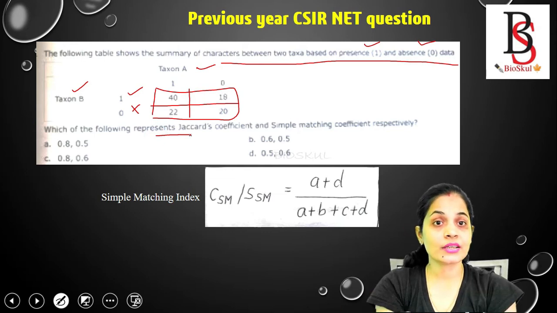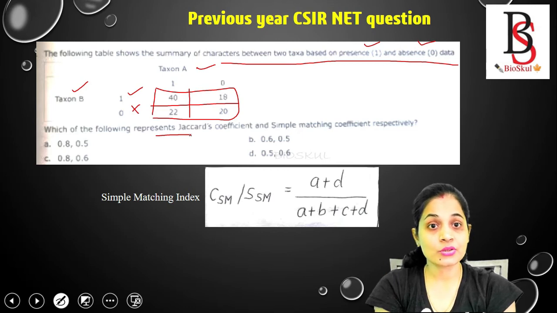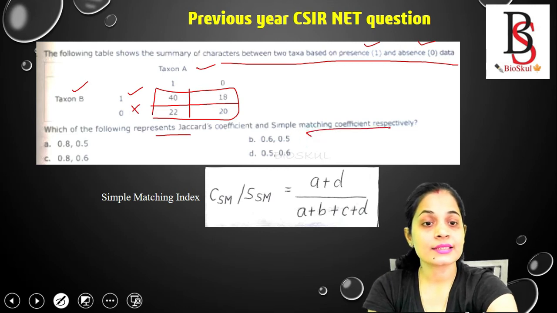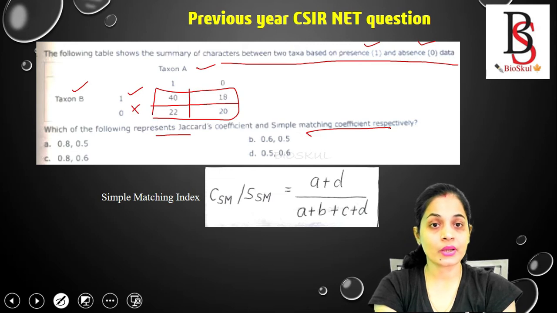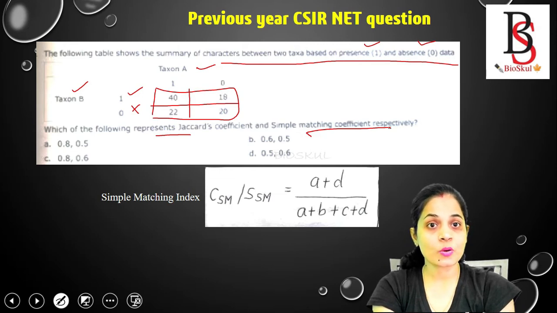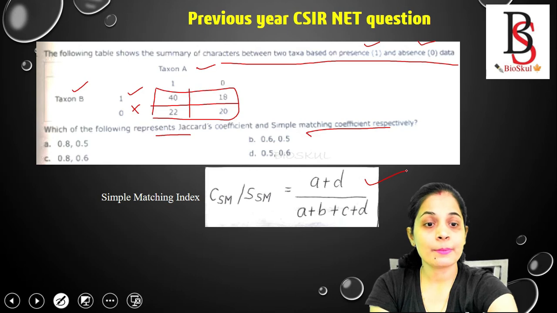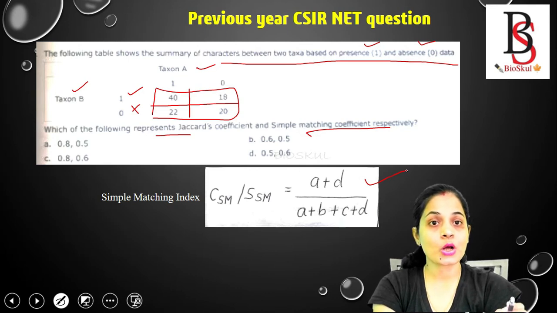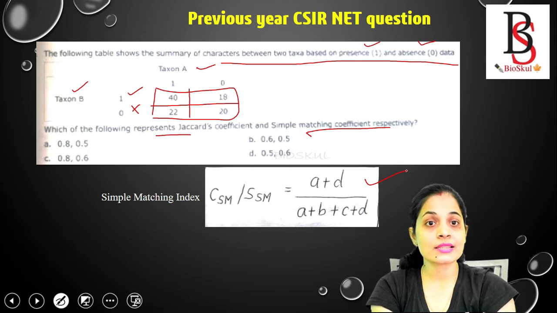We have calculated Jacquard's coefficient for the same question in my video about Jacquard's index; you can refer to that video. Today we are going to calculate the simple matching coefficient. The formula is A plus D upon A plus B plus C plus D. First we need the values of A, B, C, D.